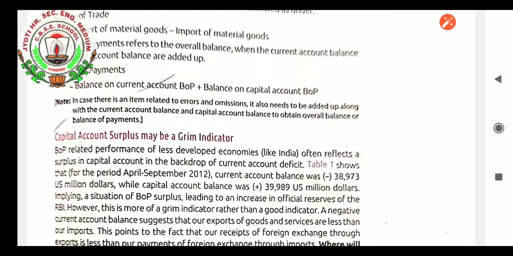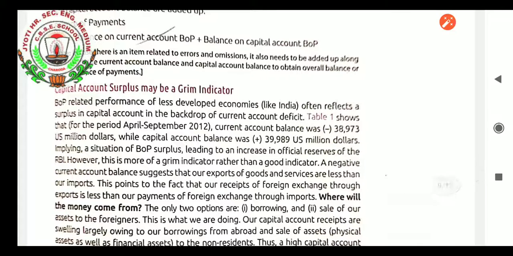A negative current account balance suggests that our exports of goods and services are less than our imports. This points to the fact that our receipts of foreign exchange through export are less than our payments of foreign exchange through imports. Where will the money come from? The only two options are borrowings and sale of our assets to the foreigners.